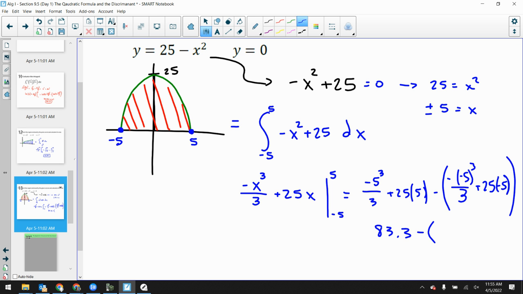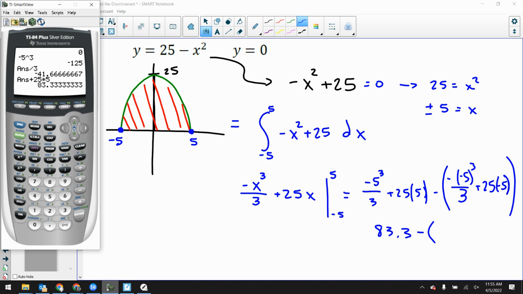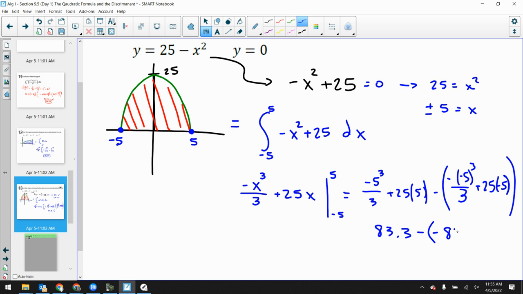And then I subtract away, really. Now, think about it, negative, and then I have this negative 5 to the third power. That is now going to be a positive 125. Divide that by 3, and now I'm going to add on 25 times negative 5, which gets me another 83 and a third. Negative 83 and a third.